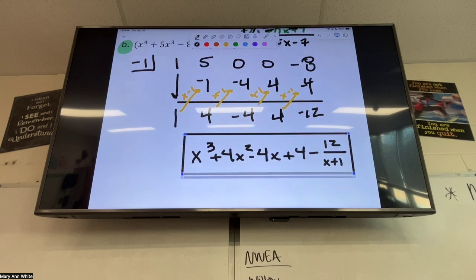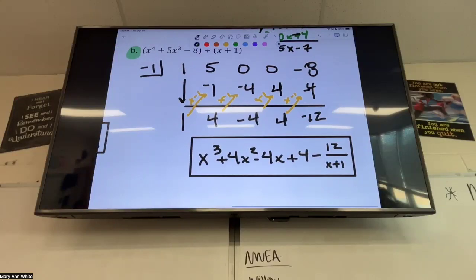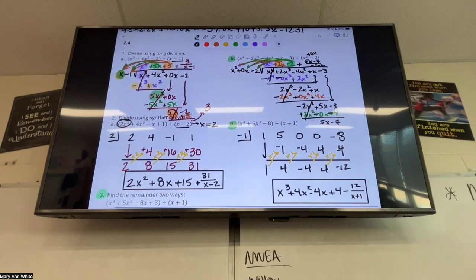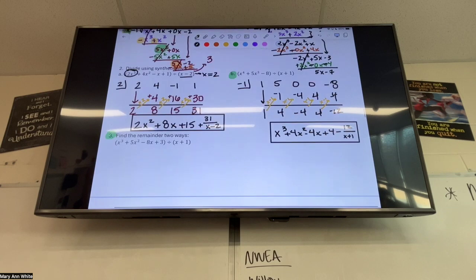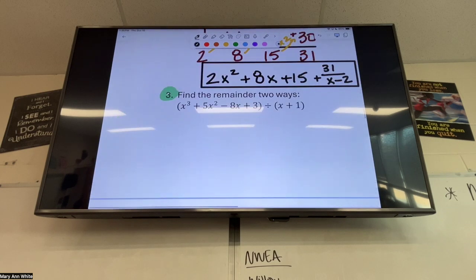So we have been able to find remainders by dividing. We're also going to be able to find remainders by plugging a number in. Okay, so when I say find the remainder, I could ask you to just divide like we did here. But number 3 says find the remainder 2 ways. And your 2 ways are, 1 is divide. You can either do long or synthetic division.